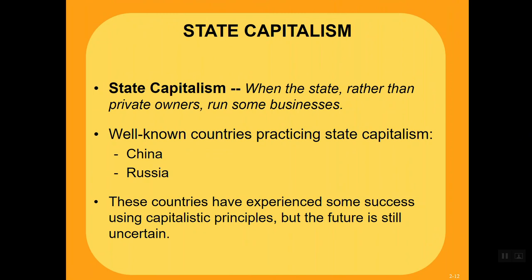For example, when you visit China or Russia, you'll see a lot of the same type of operations that you do in the United States, but a lot of the operations, especially utilities, for example, are state-run. But they do have elements of capitalism, and that's called state capitalism.